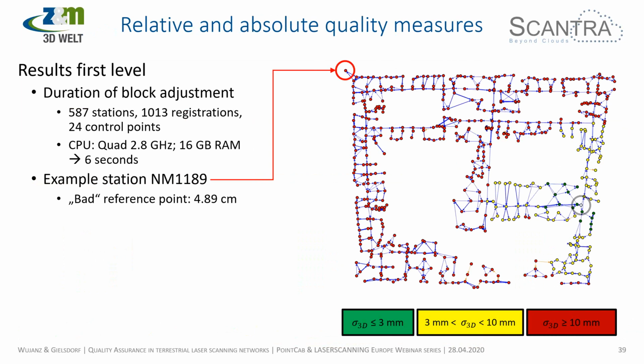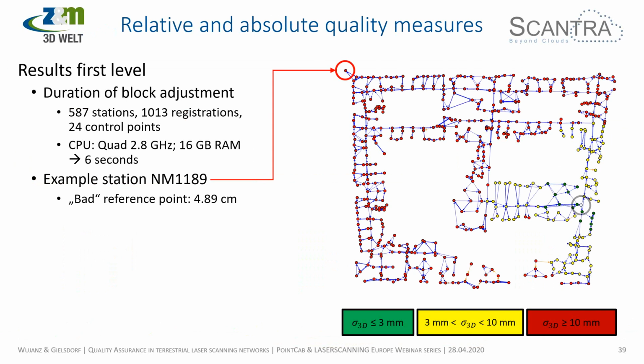This first level contains about 587 stations, 1,000 registrations, and the point is quality assurance is something you should frequently do. You don't want to find errors at the end, you want to find them as early as possible. So whenever I'm writing something in Microsoft Word, I just have the habit to push Control S, which saves the document in its current state. If I'm processing scans in SCANTRA, I hit Control B. B is the block adjustment. So that means every couple of registrations I check, is everything fine, or do I need to do something? Because these are not too many scans, but again, 1,000 registrations can actually give you a headache finding the error. So you want to find them as early as possible.